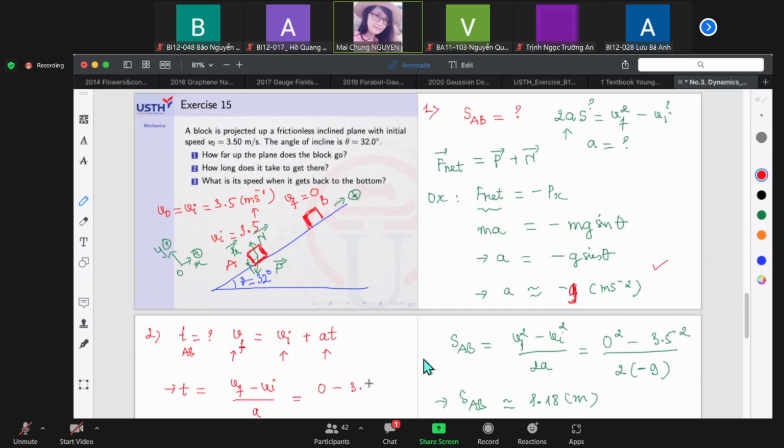0 minus 3.5 over negative 9. So what about the final answer for how long? It is 0.674 second. Okay, thank you for question number 2. Question number 2, no problem. And let's see the last question, number 3. What about the last question number 3?